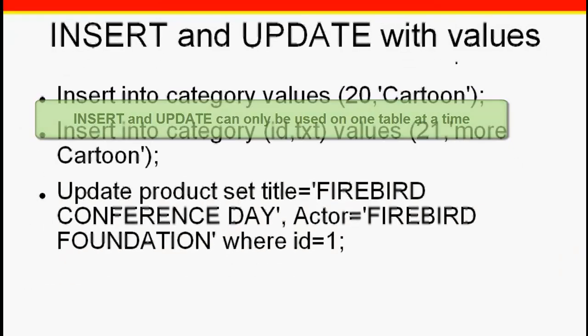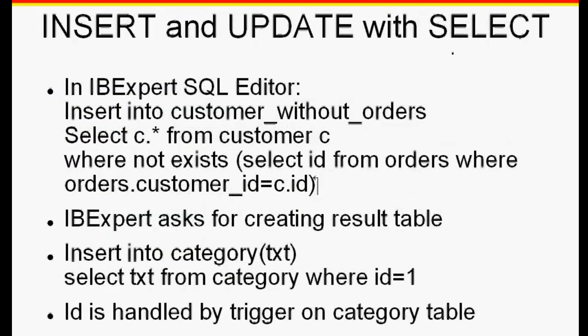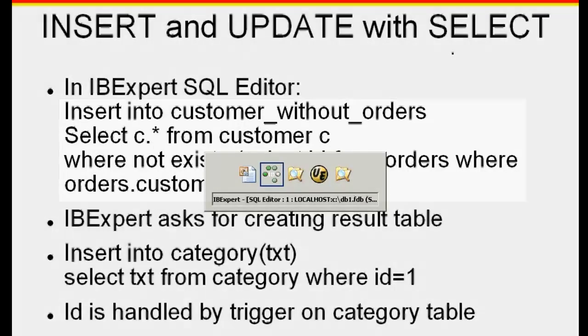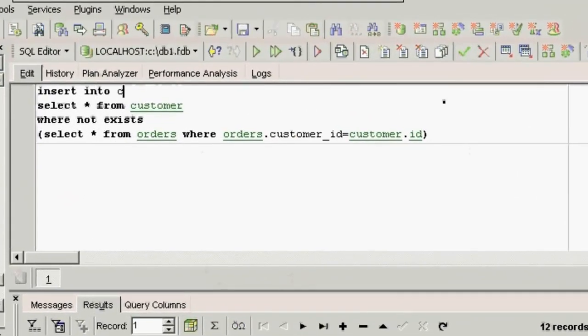You can also use insert into with selected data. Insert into customer without orders, select C.* from customer C, where not exists, select ID from orders, where orders.customer_ID equals C.ID. This can be used to insert data into a table that's been supplied from another source. Here, the select is from customer. So what this is doing is inserting into a table customer without orders, and then the data is being supplied by something else. So you can insert into a table using a select statement, and that will push all the data that is being returned by the select statement.